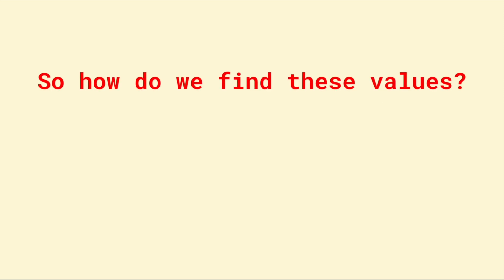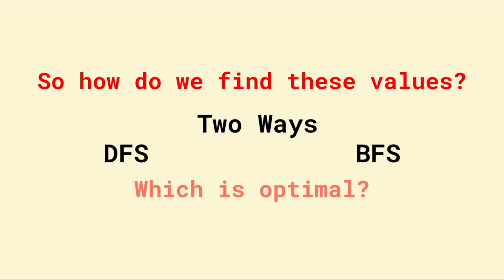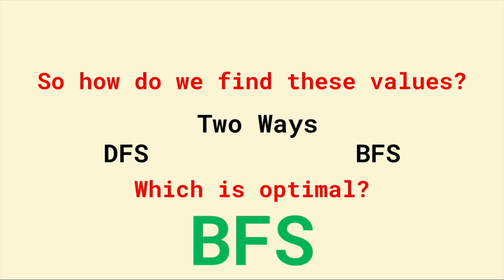So how exactly do we find these values? Well, we have 2 ways we can use to simulate all 6 operations for each of the K transitions, DFS and BFS. However, one of these happens to be more optimal, and that one is BFS. First, let's go over why DFS is naive.